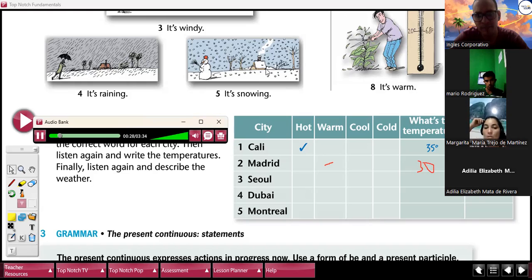Report 2. Hello from Madrid in the heart of Spain. Today's weather is a nice and warm 30 degrees. But it's a little windy this morning, so take a light sweater with you. Tune in again this afternoon for your Madrid weather update.